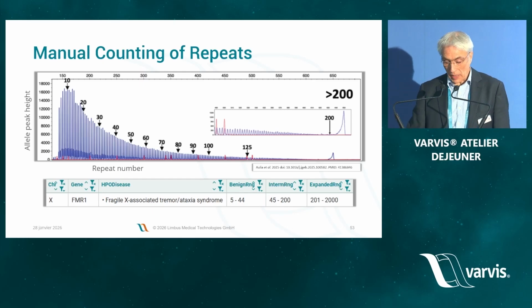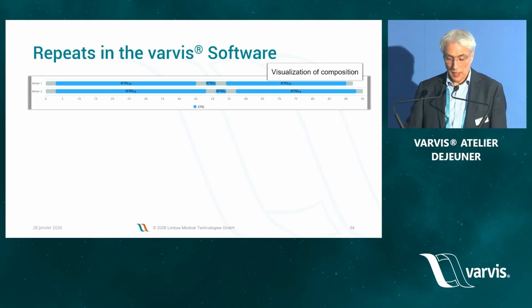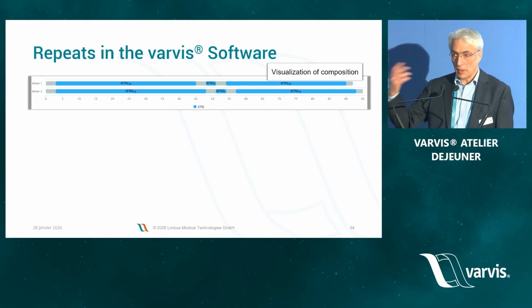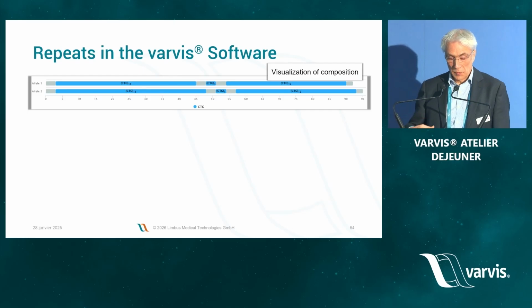So our software solves this using long-read sequencing data. First of all, we give you a quick overview of the composition of the reads for each allele. So you can see here the blue bars are the expected repeat structure.